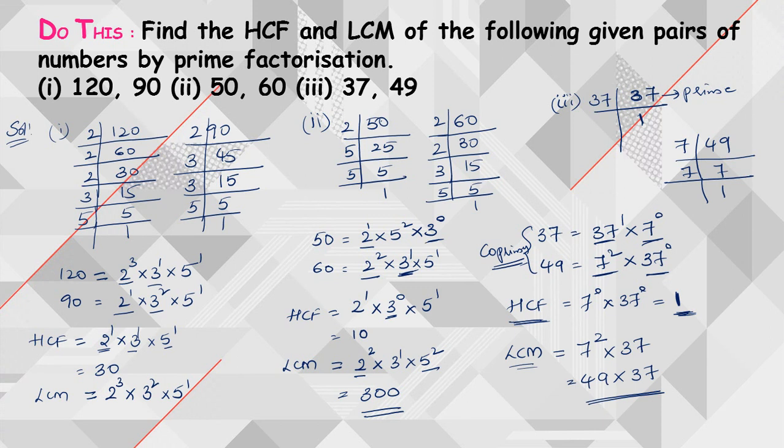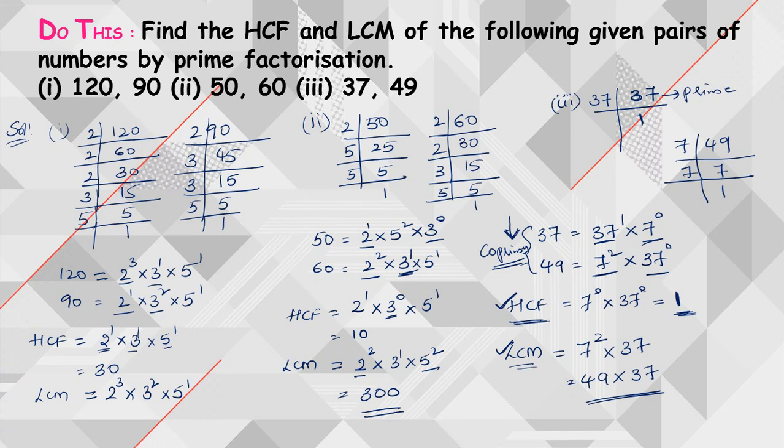So from this what we can conclude is, whenever you consider two co-prime numbers, their HCF will be equal to 1 and their LCM will be equal to the product of the two numbers.